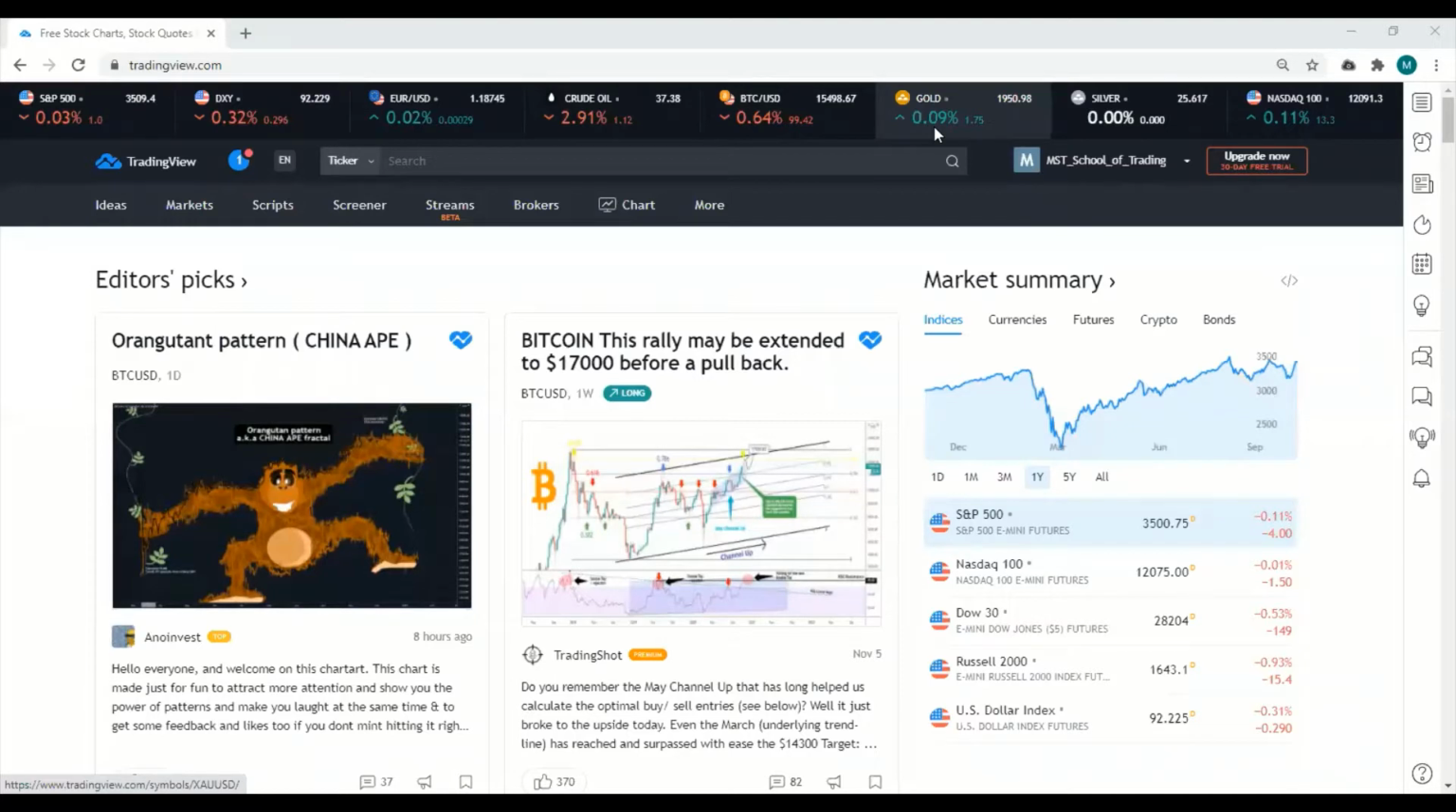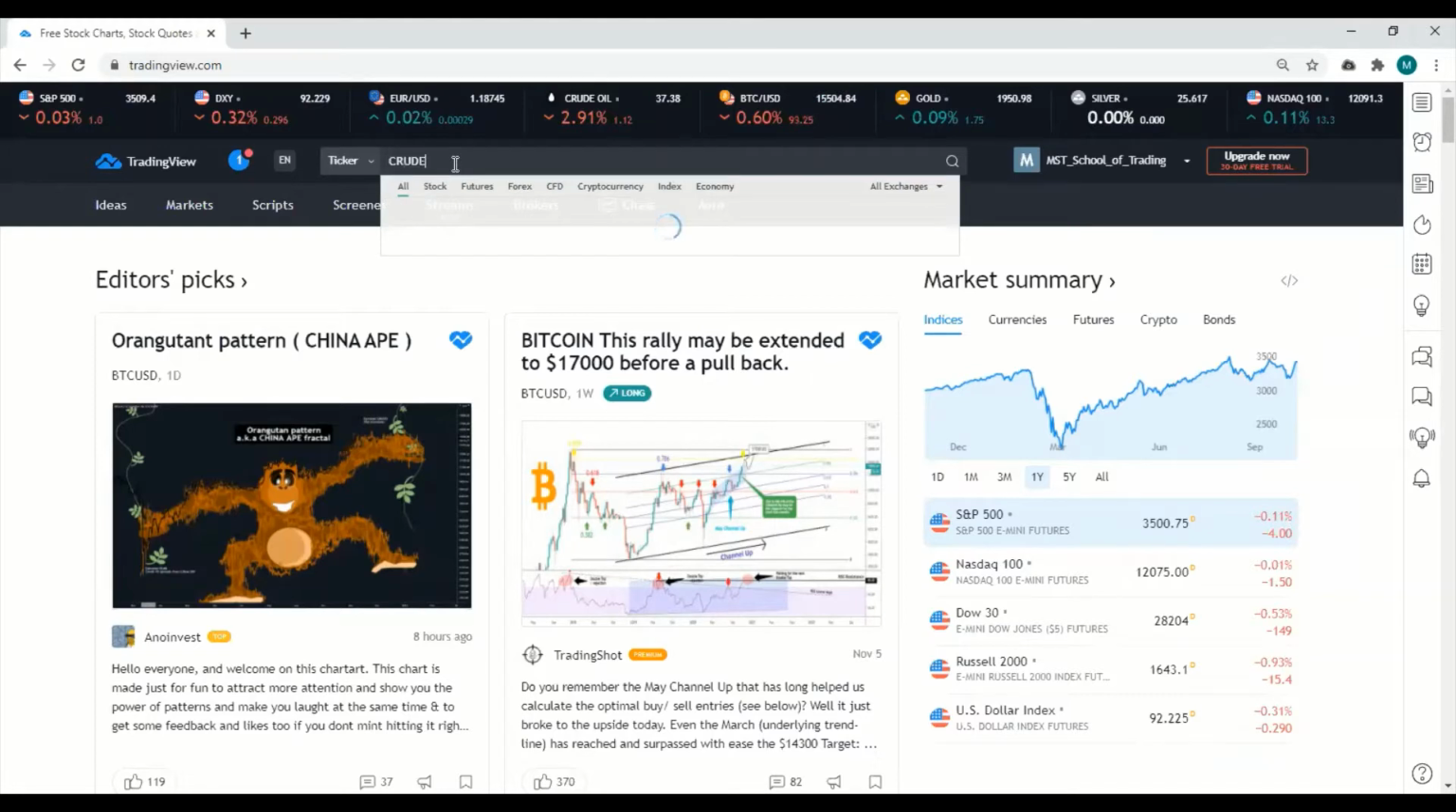First thing you have to do: type www.tradingview.com in the browser. Here we type the website name, after which this is called the ticker. Here you select the script whichever you want to trade. Since we mainly trade crude oil, I am selecting crude oil.